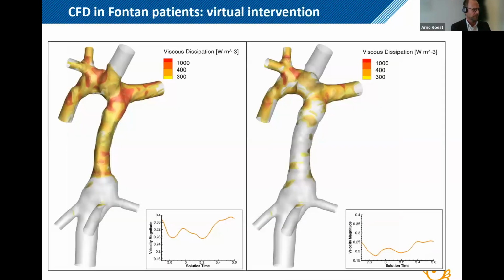What we do know is that with the use of computational fluid dynamics, which was published last month, when you have a bigger conduit and you can virtually enlarge it from 16 to 22 millimeters, you can see that there's a 50 to 60% reduction of energy loss. So when you have a larger conduit, when you reach adolescence, that's really more beneficial.